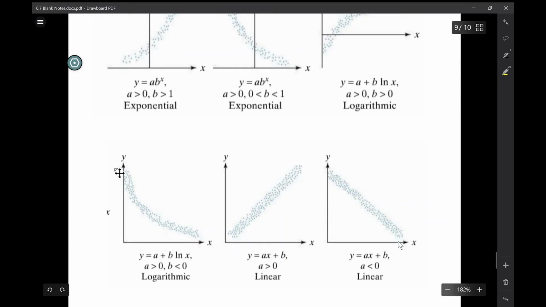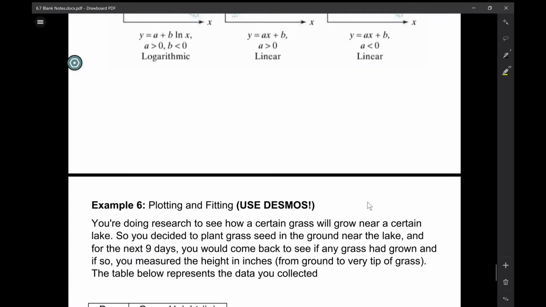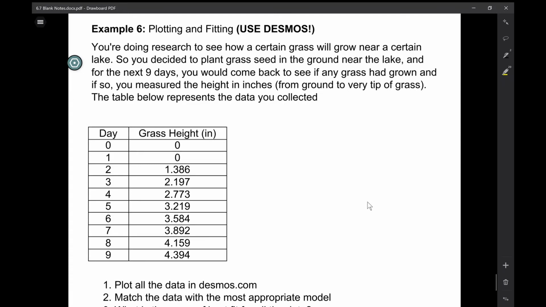All right, so let's go ahead and try an example of modeling some data with one of these possible scenarios. We're going to use Desmos to help us because Desmos is a great tool for doing regression. We have some data. We did some research to see how grass would grow near a certain lake. We planted some grass seed in the ground near the lake, and for the next 9 days we came back each day to see how much it would grow, and we measured it. Here's the data that we collected.